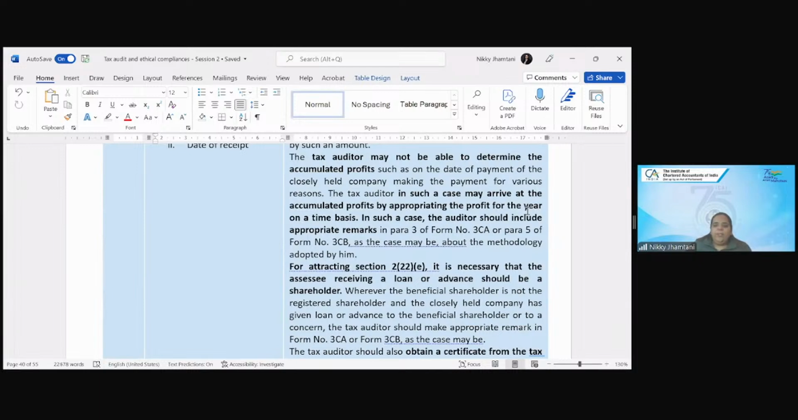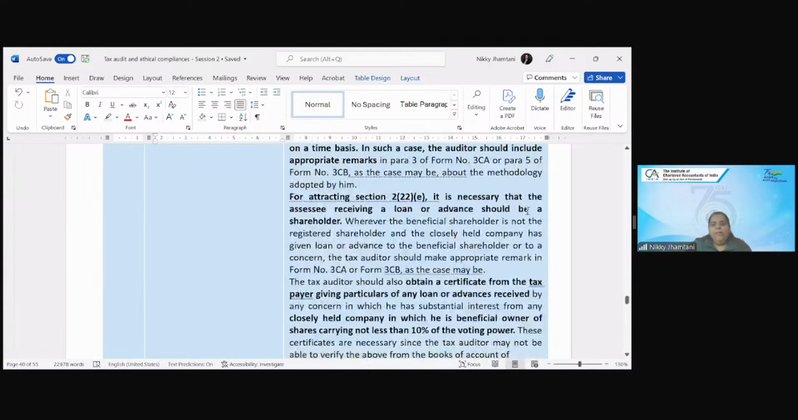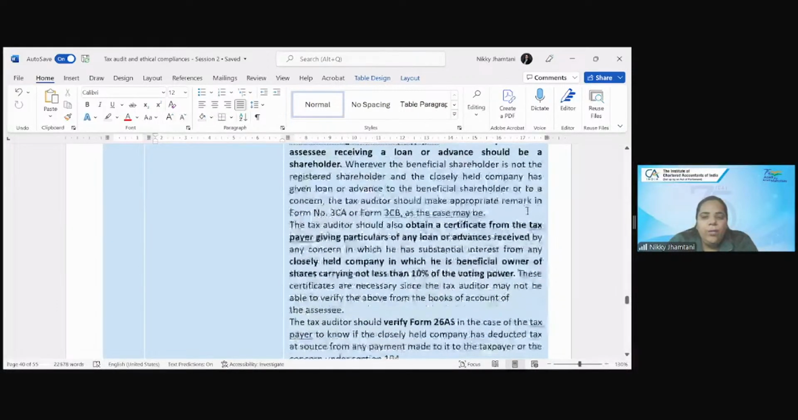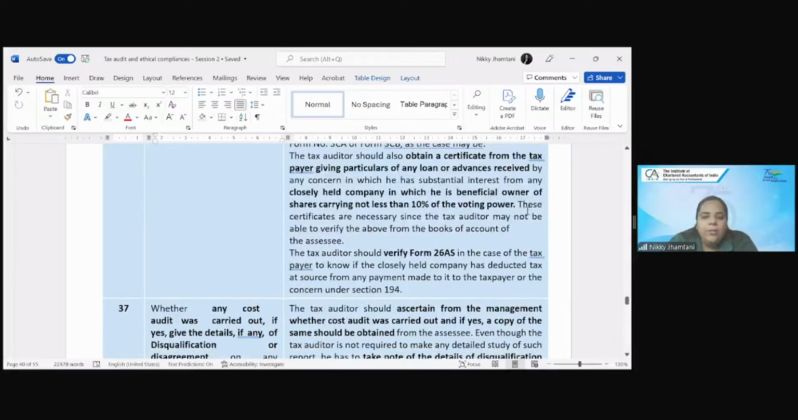For tracking 2(22)(e), it is necessary that the assessee receiving a loan or advance should be a shareholder. Wherever the beneficial shareholder is not the registered shareholder and the closely held company has given loan or advance to the beneficial shareholder or to a concern, the tax auditor should make an appropriate remark in 3CA or 3CB as the case may be.